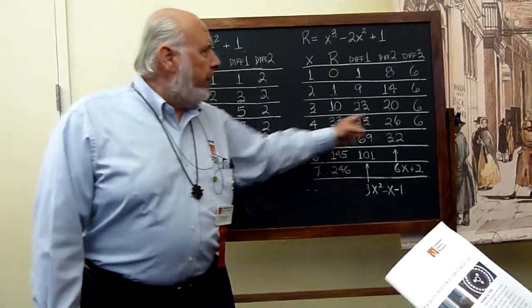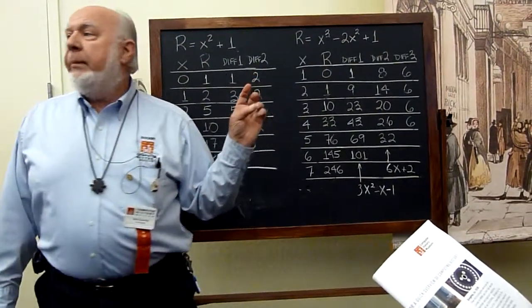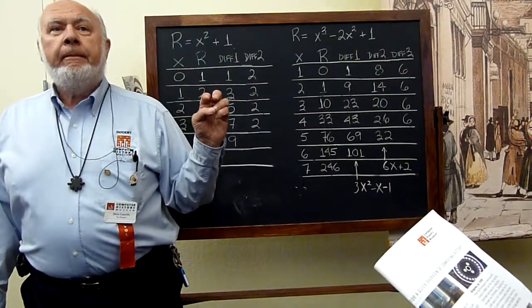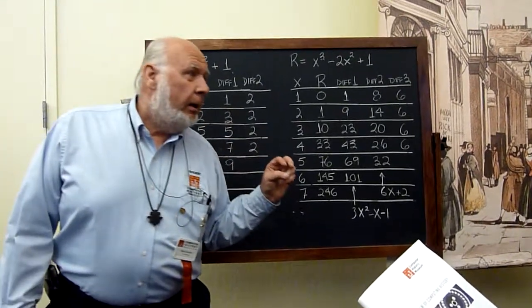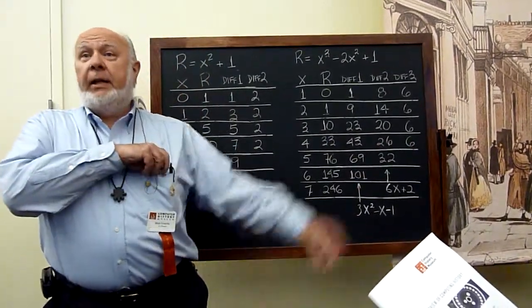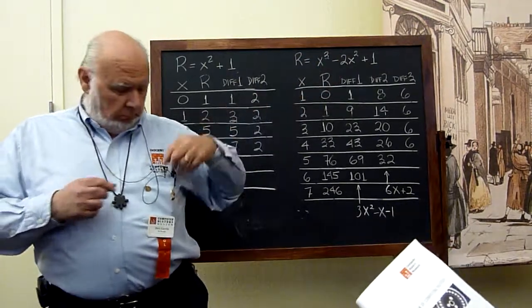Now, there's 4 complete rows here. I would like you to give me a number from 1 to 4. Who said 3? 3. Does everyone agree 3 is okay? Okay.